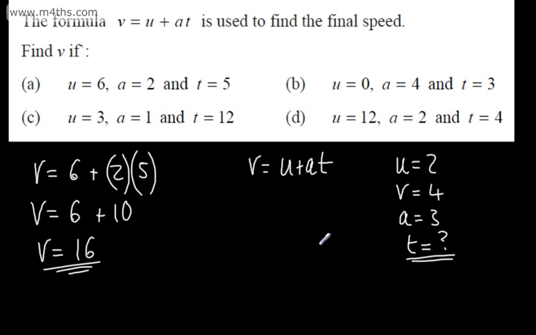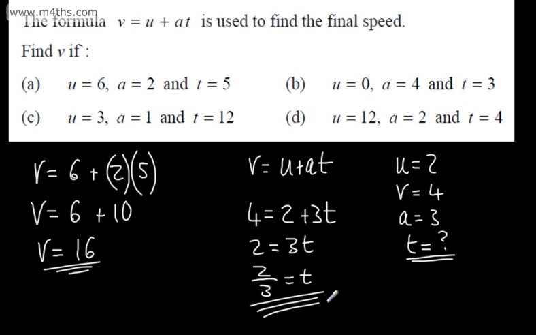We've got 3 known values, so we can simply substitute these in. So V is 4, that's going to be equal to U, which is 2, plus A, which is 3, multiplied by T. So all we need to do is solve this equation for T. We subtract 2 from both sides. 2 is equal to 3T. We divide both sides by 3, so 2 over 3 is equal to T.